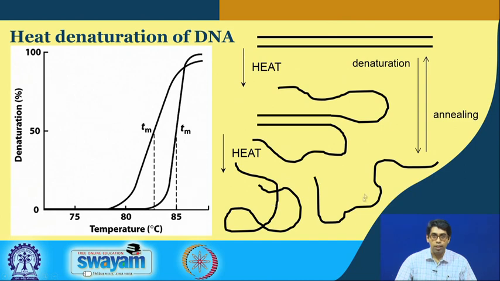If the DNA strands are not too long, then if we cool down this solution which contains the denatured DNA strands, then it can go back to its native state where it forms a double stranded helix. So, the forward process is called denaturation, just like protein denaturation, and the reverse process is called annealing.